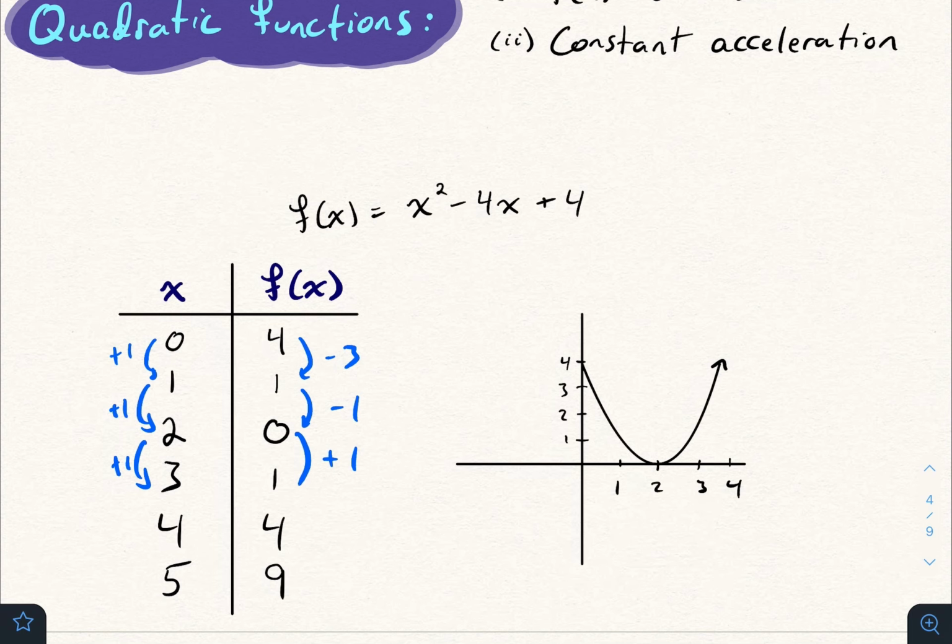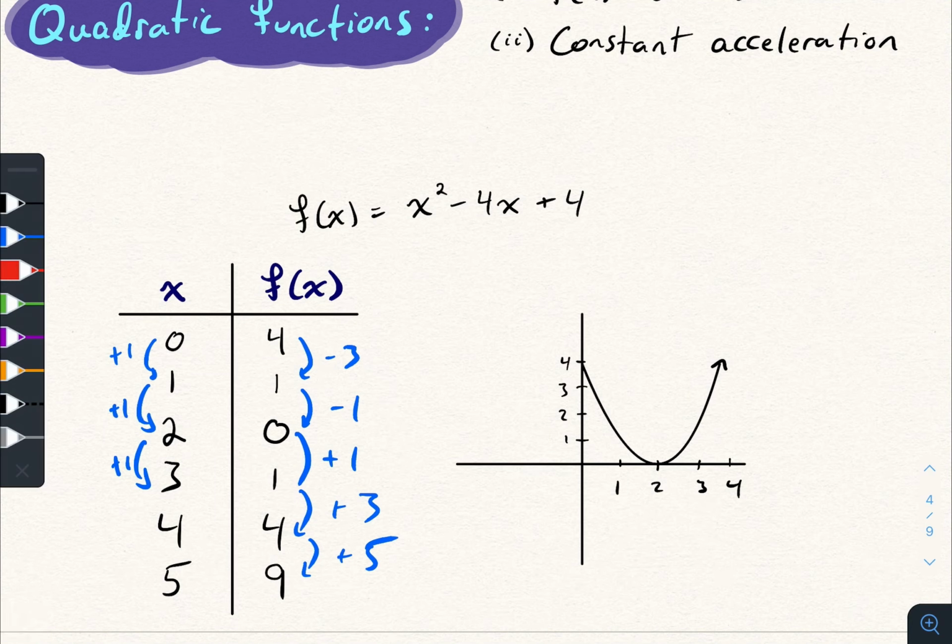And then from 0 to 1, that's actually going to be plus 1. From here to here, it's plus 3, and then plus 5. So it does not have a constant rate of change, but what it does have is a constant acceleration. And you can see that from the differences of the slopes. From negative 3 to negative 1, we're going up by 2. From negative 1 to positive 1, again, we are going up by 2. From positive 1 to positive 3, we go up by 2, and then from 3 to 5, we go up by 2. The next rate of change will be plus 7.